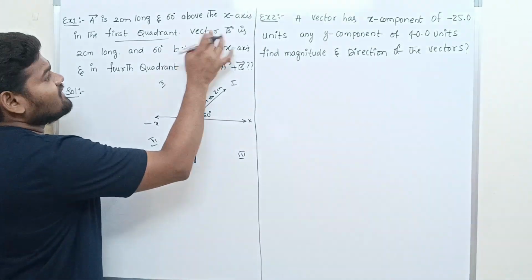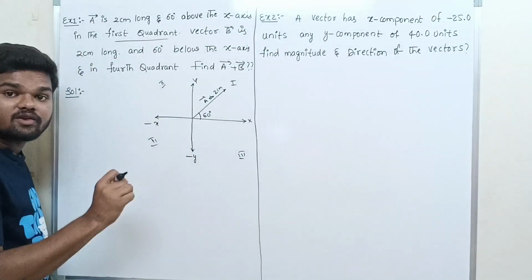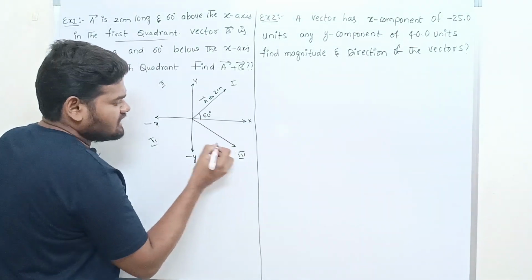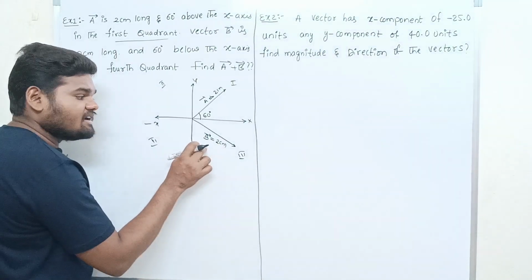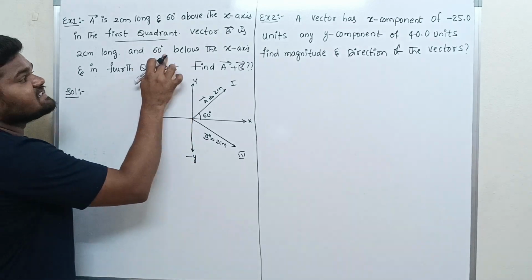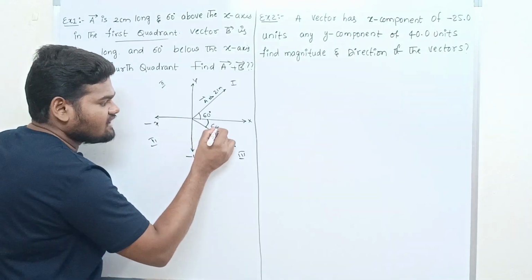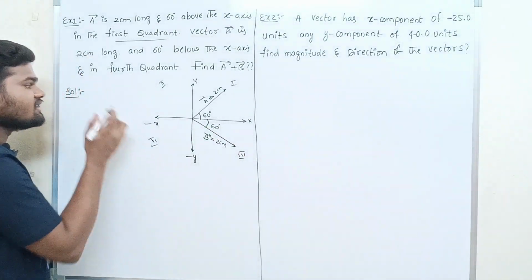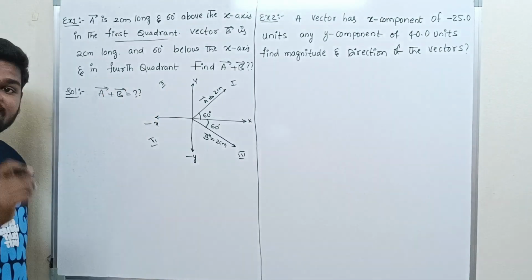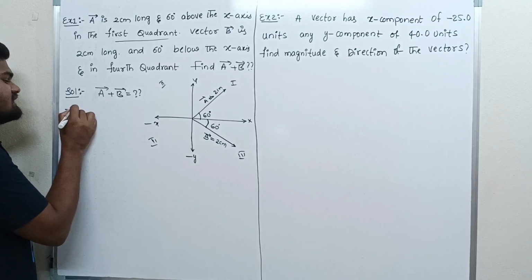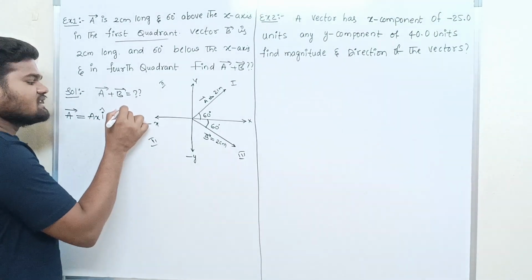Vector B bar is 2 centimeters long and 60 degrees below the x-axis in the fourth quadrant. So there is one more vector. Let us say this is the B bar vector, whose magnitude is also 2 centimeters, and it makes an angle of 60 degrees below the x-axis in the fourth quadrant. They are asking, A bar plus B bar is equal to how much? So first we have to find the A bar vector. What is the A bar vector? Ax i cap plus Ay j cap.